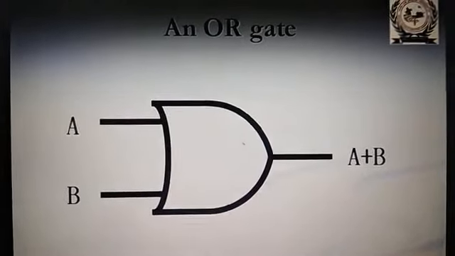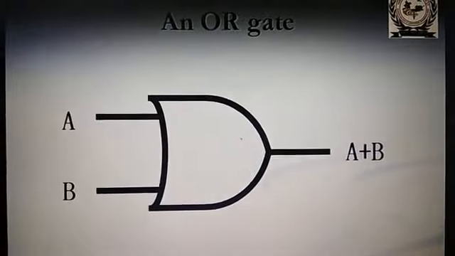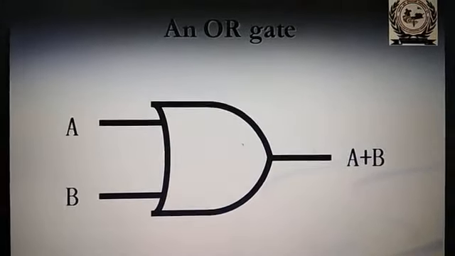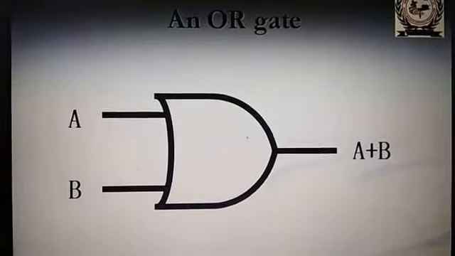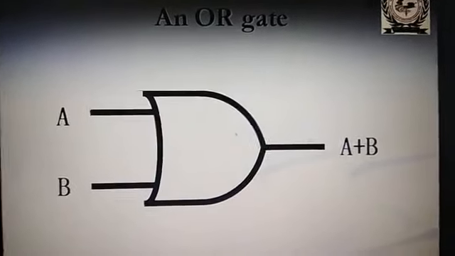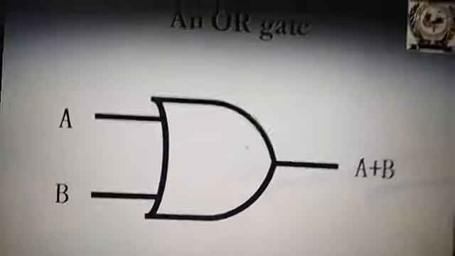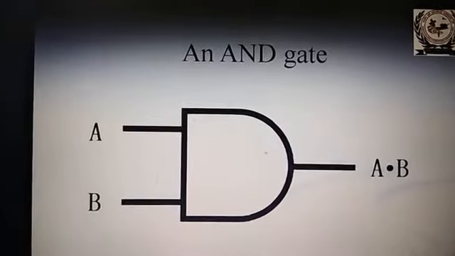This is called an OR gate, the symbol of the OR gate. A and B are the inputs. Then A plus B, that is A OR B. This is called ORing. In rough language, we can say plus. A plus means it is a digital plus, a logical plus, right? A ORing B.